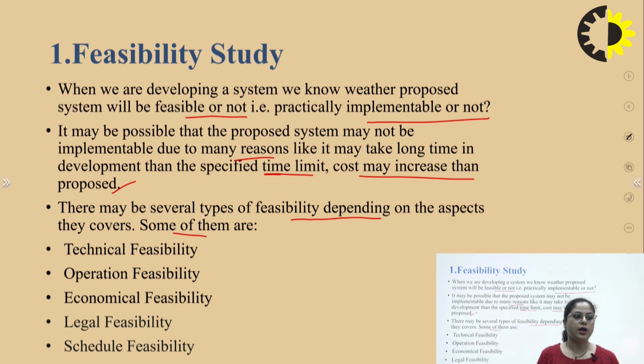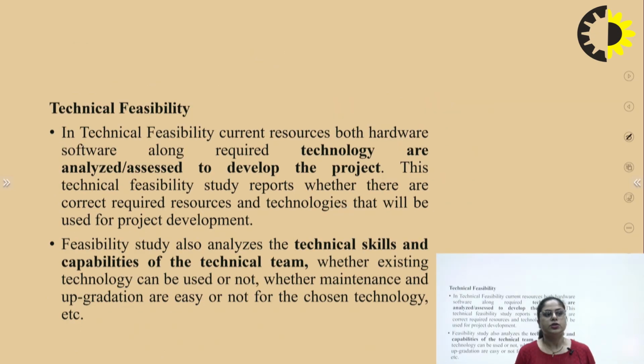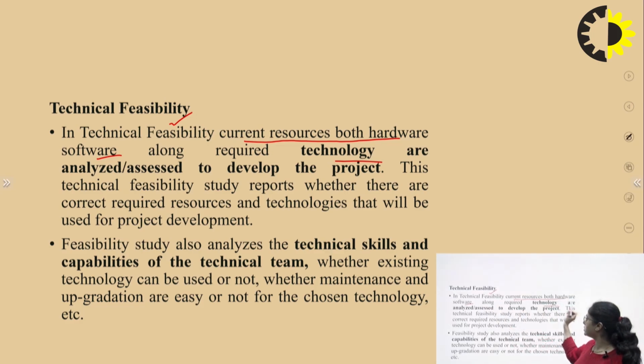The first one is the technical feasibility, second is operational feasibility, third is the economic feasibility, then legal feasibility and the schedule feasibility. So, first of all, let us see what the technical feasibility is. In technical feasibility, current resources, both hardware and software, along with required technologies are analyzed. What we are checking here is that the hardware and software we are currently using, along with the particular technologies, are assessed to develop the project.